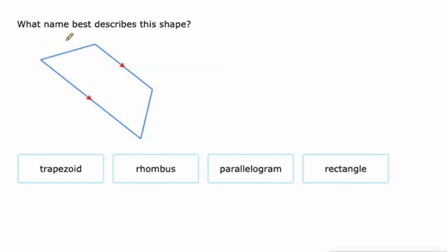Alright, best describes this. It is a trapezoid because its opposite sides are parallel. That's what those arrows indicate. But is it a rhombus where it's got two sets of parallel sides and all four sides equal? No. Is it a parallelogram that has two sets of parallel sides? No. And it's not a rectangle because it doesn't have four right angles. So the best we can call this is a trapezoid.